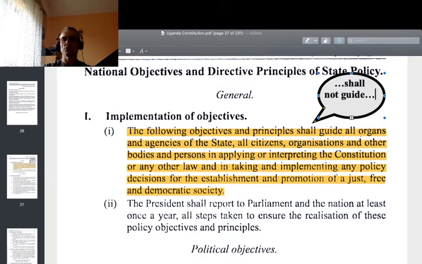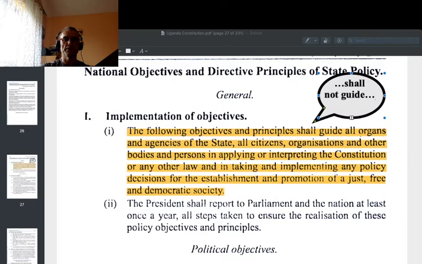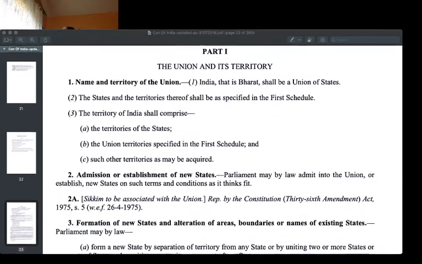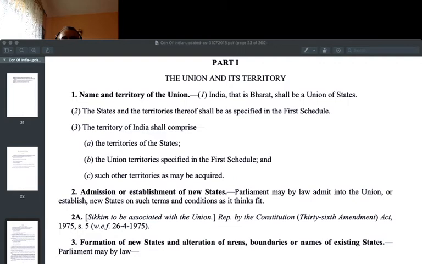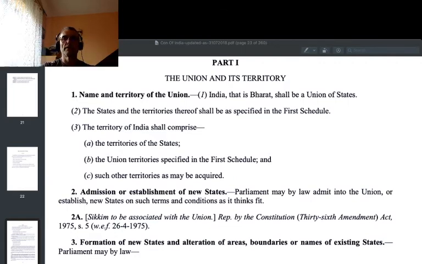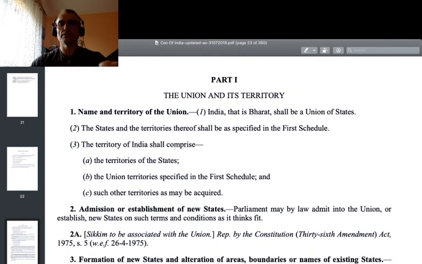Let's try the same kind of intellectual gymnastics with the Constitution of India, just to get the hang of that general method. So for the moment, I get rid of the Constitution of Uganda and I bring up the Constitution of India once again. Give me a second to go to the Constitution of India. Give me another second to jump over the top of the document and let's go. The Union and its territory. The states and the territories thereof shall be as specified in the first schedule. The territory of India shall comprise the territories of the states, the Union territories specified in the first schedule, and such other territories as may be acquired.